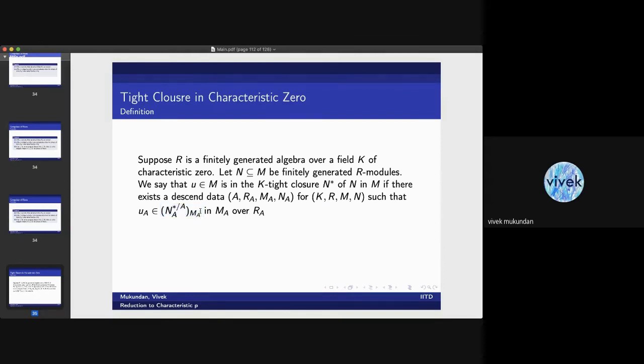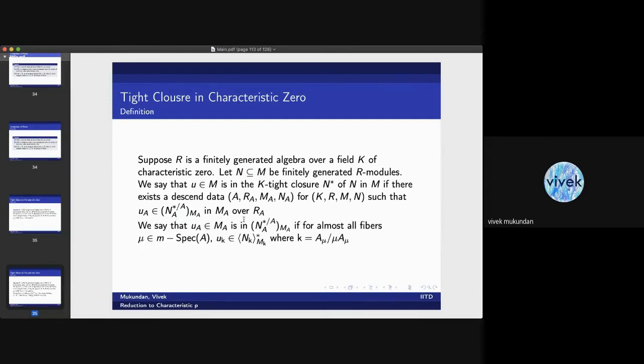So it's a lot of symbols. So this N_A is the descent of N, and N_A star is the tight closure over A in M_A. That's what this definition means. So we say that once you descend it over, u_A is in the tight closure of N_A if for almost all fibers, u_K is in the tight closure of the submodule generated by N_K in M_K. So this is a ring of characteristic 0. You pushed it all the way to the fiber, which is of characteristic p.